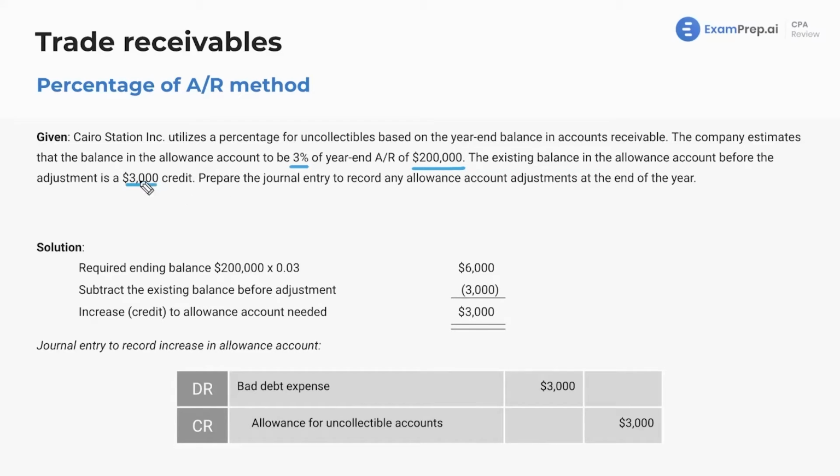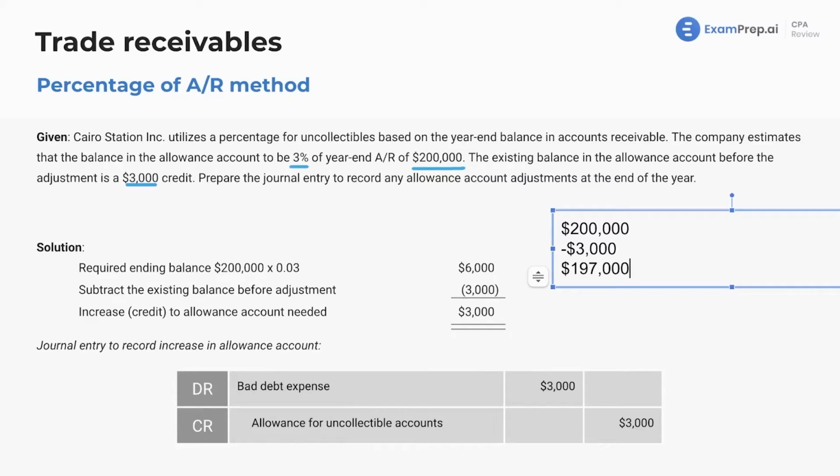So what they're saying here is that we had 200 in AR. Then we had 3,000 in allowance for doubtful. So we had net AR of 197. Great. But what this is asking is how many more adjustments do we need to make? Well, let's see.